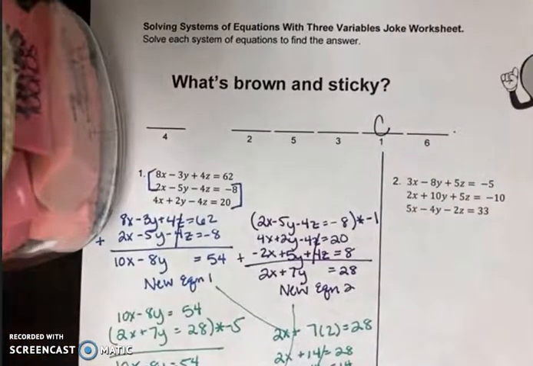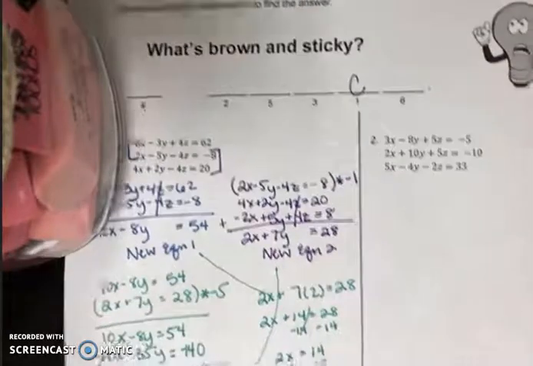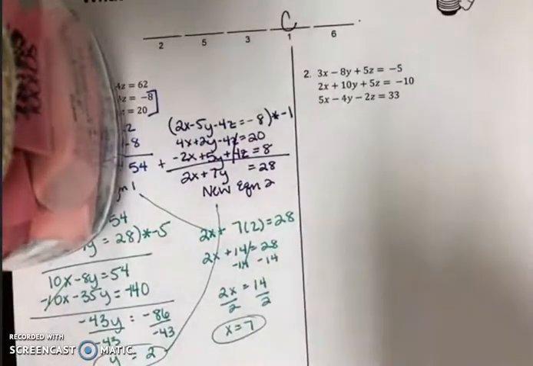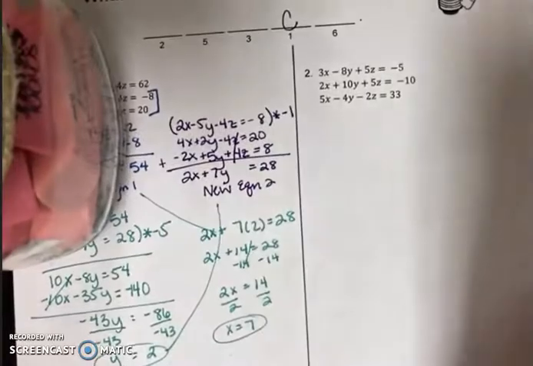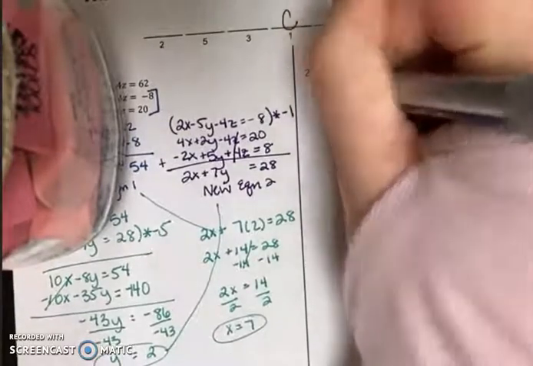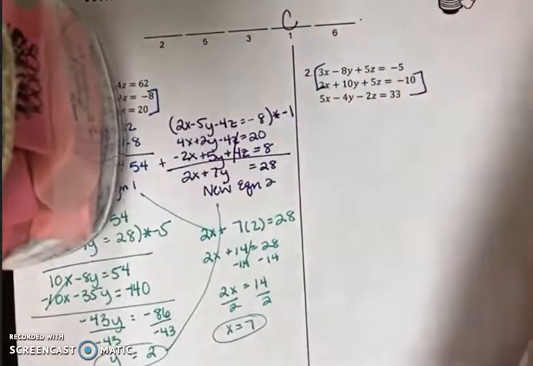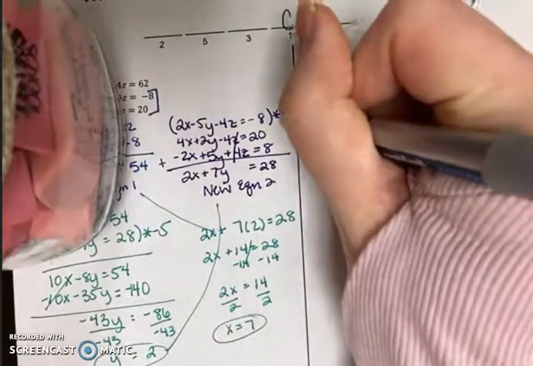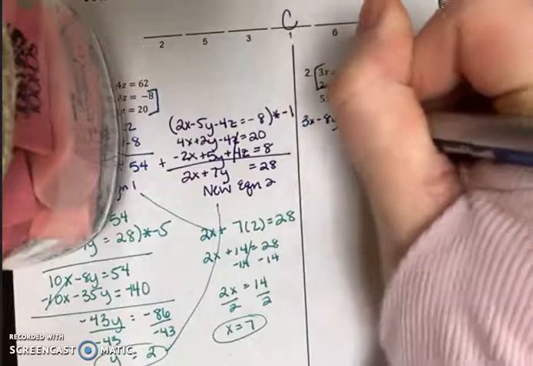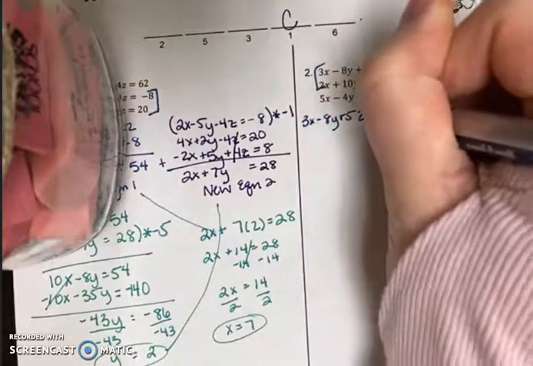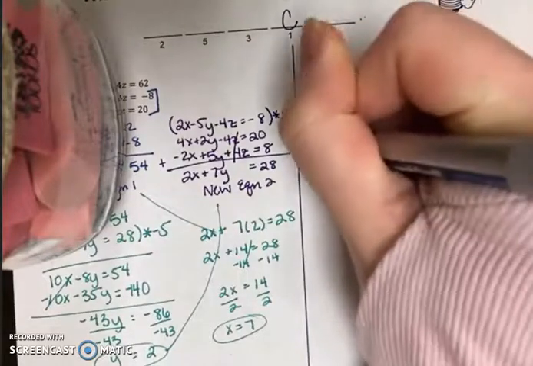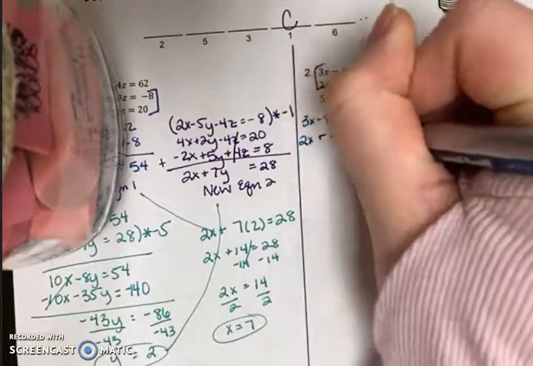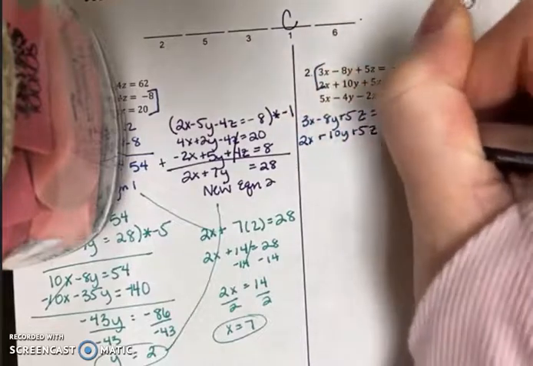Now I'm going to do number 2 with you. Remember, the first step is to combine the first 2 and then combine the second 2. So my first equation would be 3x minus 8y plus 5z equals negative 5. 2x plus 10y plus 5z equals negative 10.